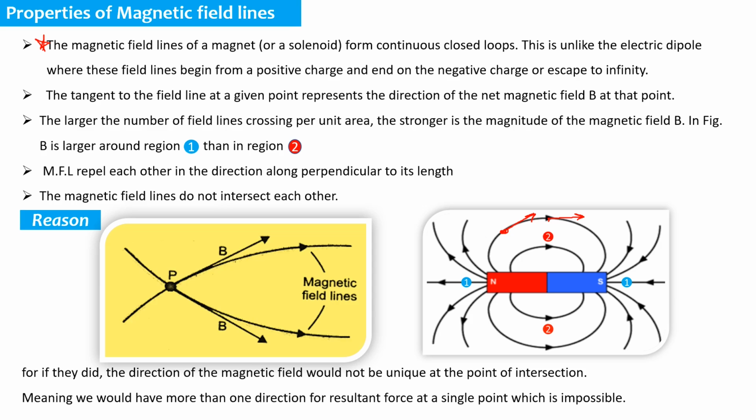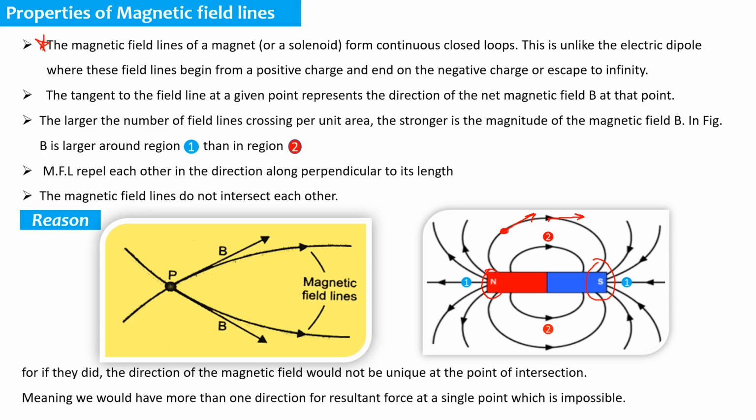Due to this north pole, there is a repulsion force on this monopole, and due to this south pole, there is an attraction force on this monopole. These forces exist at each and every point as long as the monopole is inside the magnetic field of this bar magnet.